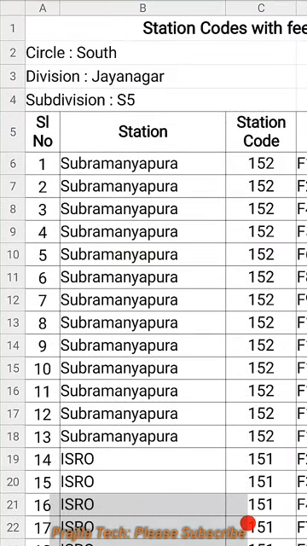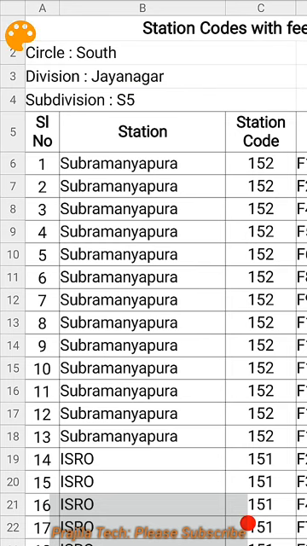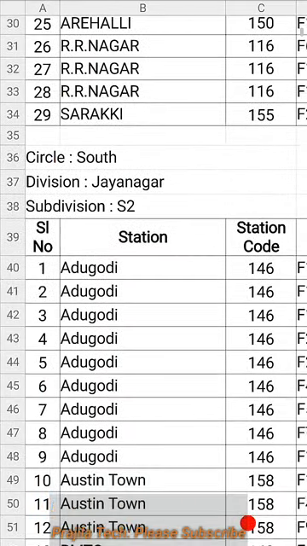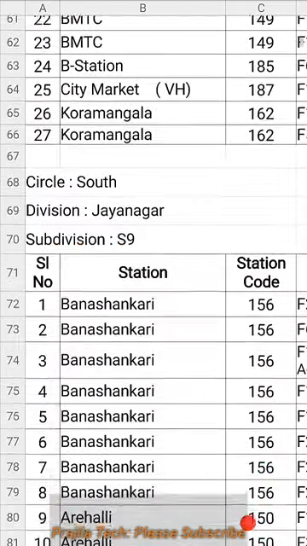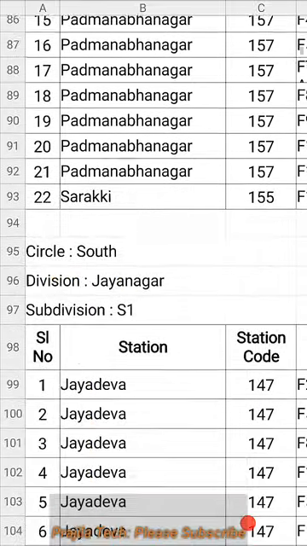For example, if you scroll down, you can see here South Jayanagar, and the substation is S5, and what stations fall under it. If you scroll a little further down, you can see Jayanagar S5. This way all the areas of Bescom are listed in this document, and it is easy for you to know, before filling in, which substation and station code you are falling into. For example, Jayanagar has one more substation, S9. So one area might have multiple substations.